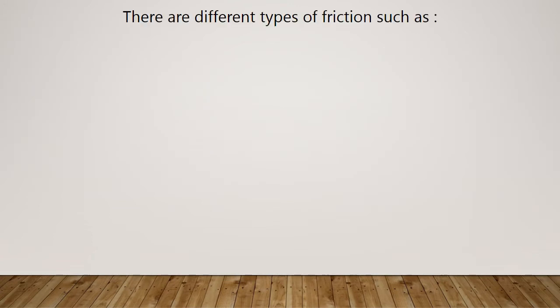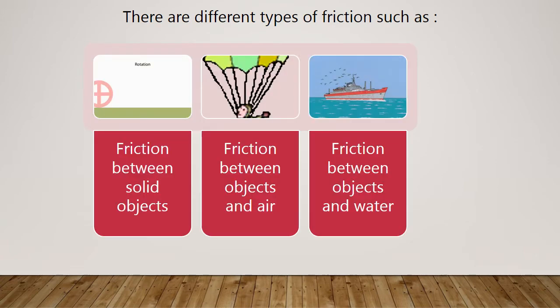There are different types of friction. We will talk about three types of friction in this lesson. Number one, friction between solid objects. As we said before, the friction between the ball and the floor, and the friction between the tires of wheels and the road. Number two, friction between objects and air.